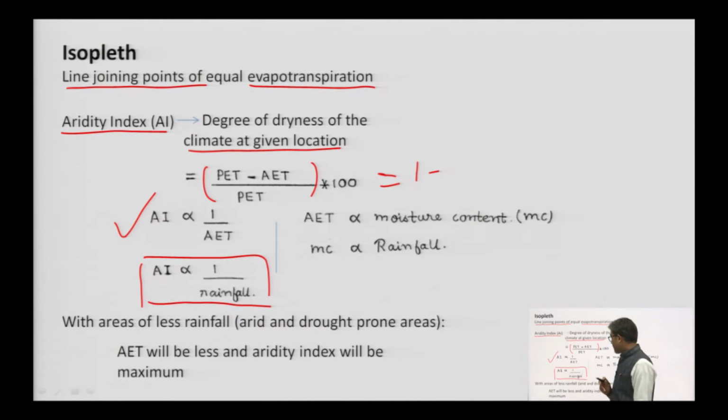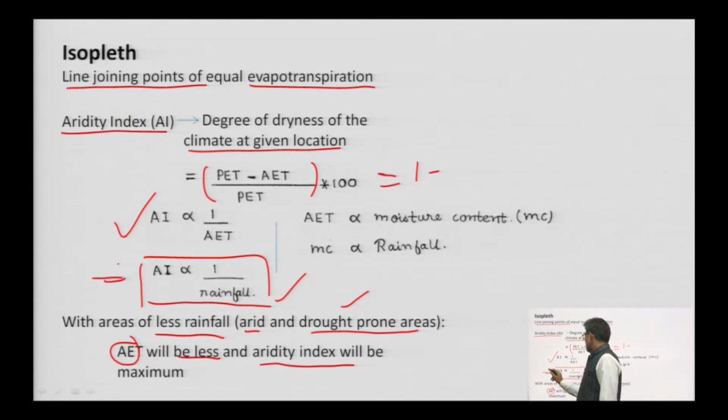with the rainfall. Okay. So, in areas of less rainfall, meaning arid and drought prone areas, AET will be less and the RDT index will be maximum. AET will be less in drought prone areas or arid zones, but the RDT index will be more, because it is inversely proportionate to that.